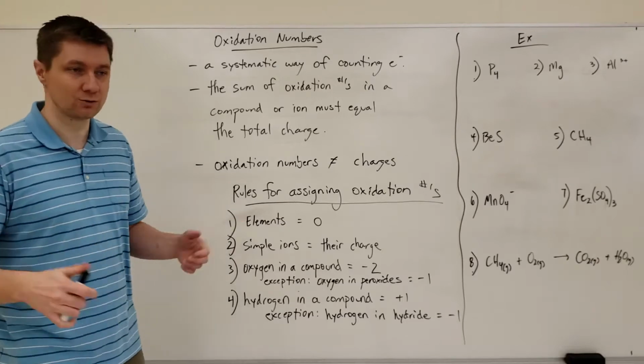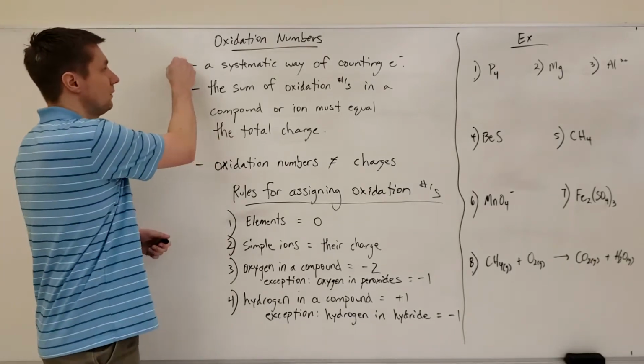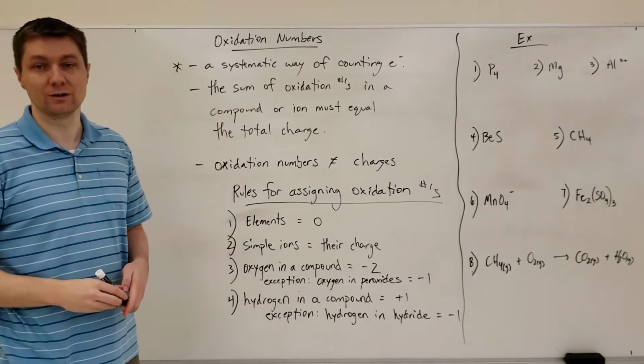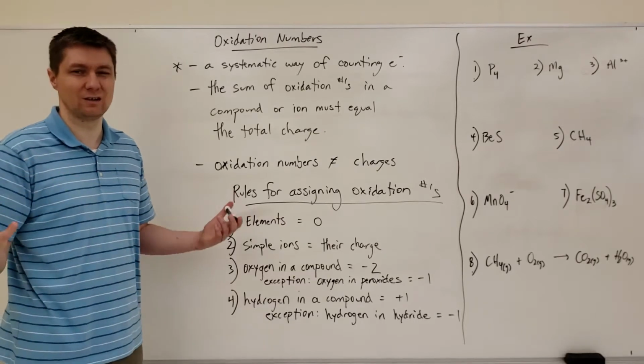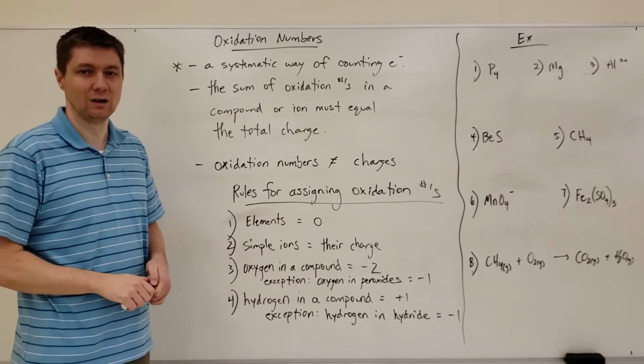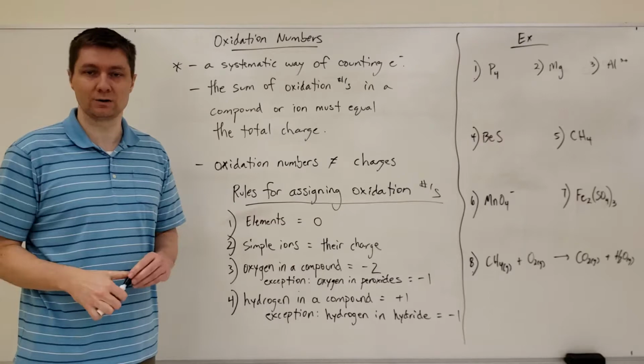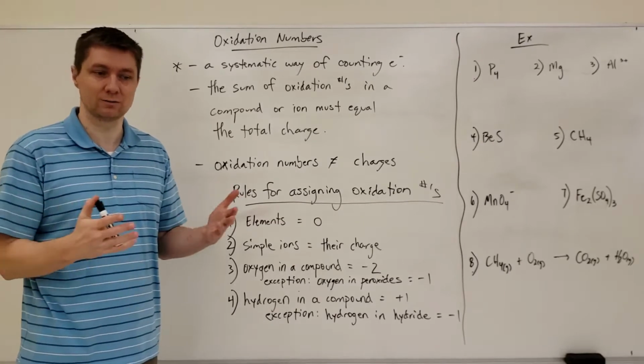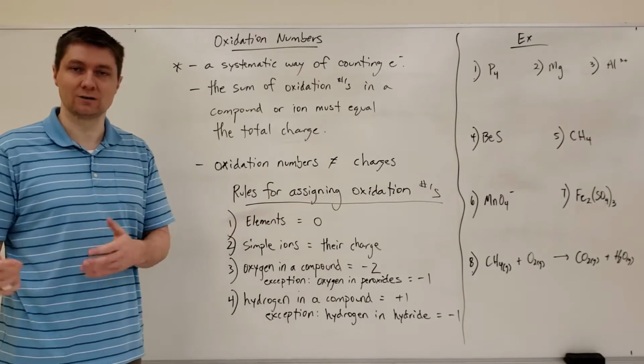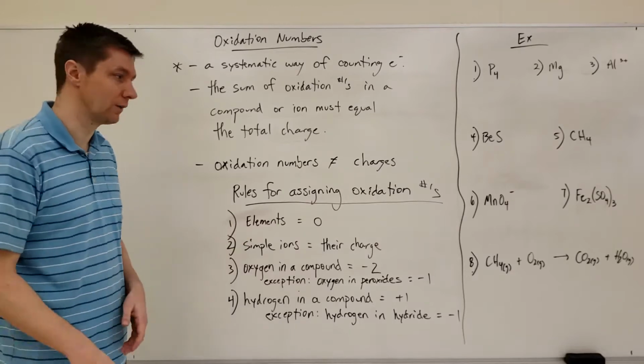Remember, this is the most key and important concept as it relates to understanding oxidation numbers: they're just a systematic way of counting the transfer of electrons for a redox reaction. A redox reaction is a transfer of electrons from one substance to another.